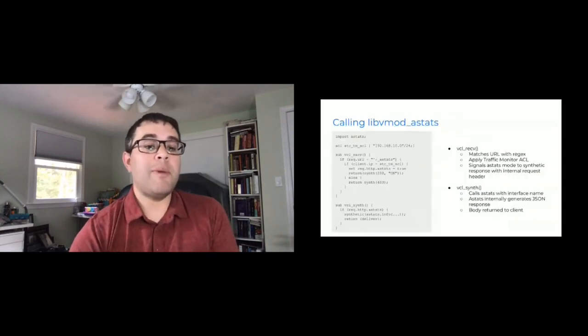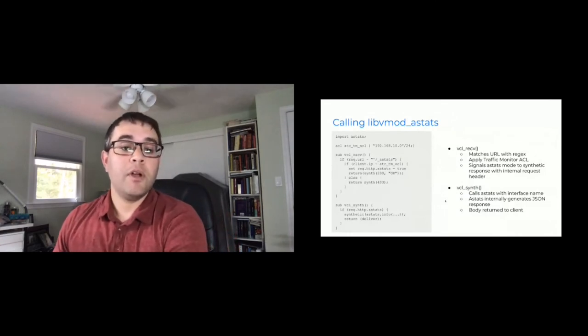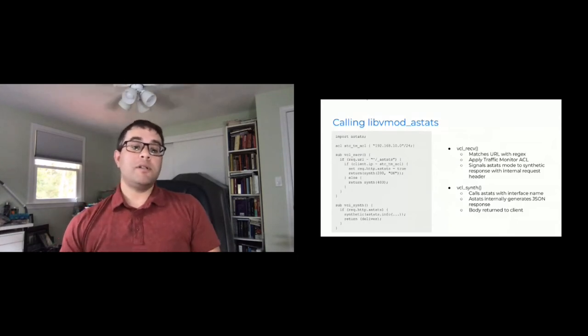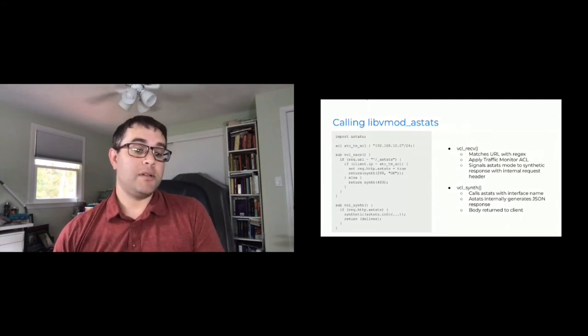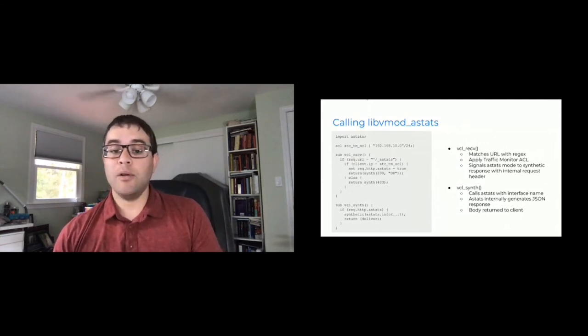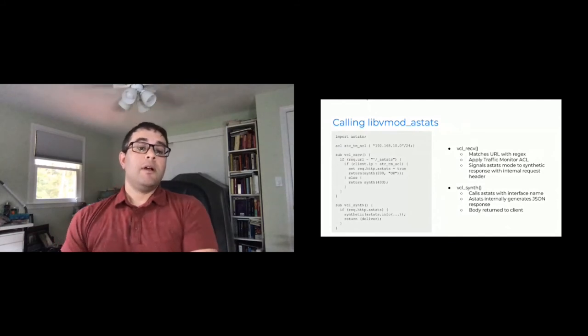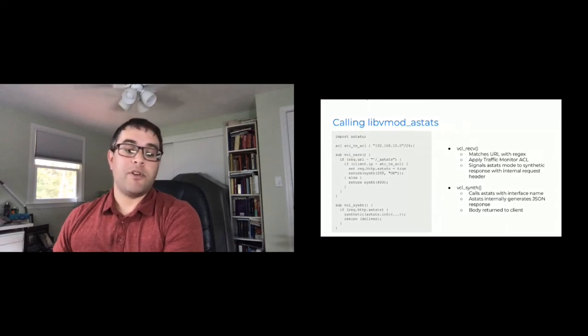With the VMOD written, here's how we call it from VCL. First, we import the ASTATS module, which tells Varnish we're about to use it. And then we create an access control list of IP addresses that are allowed to see the ASTATS information. This is something special that Varnish provides for this very purpose of controlling access to certain endpoints.